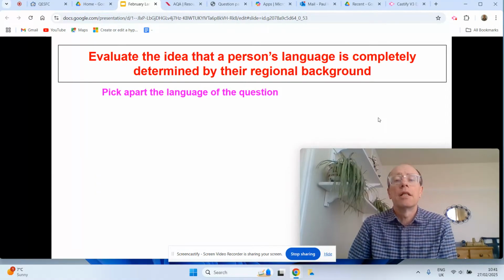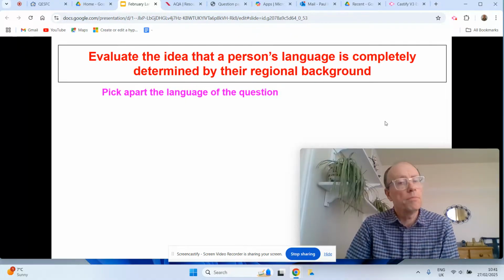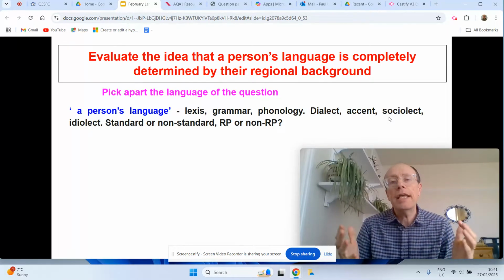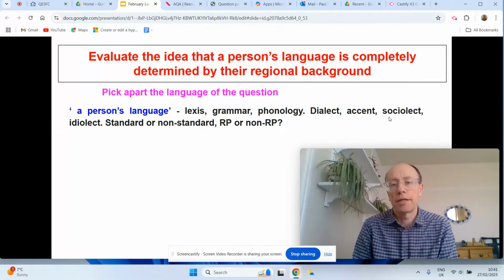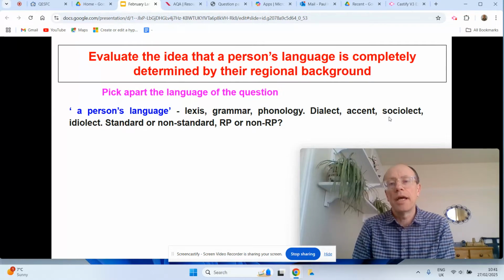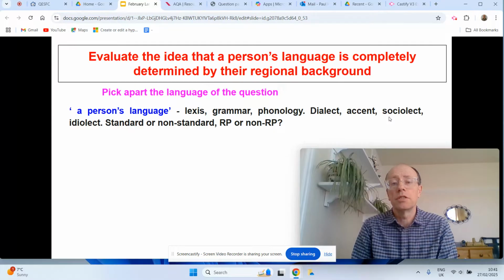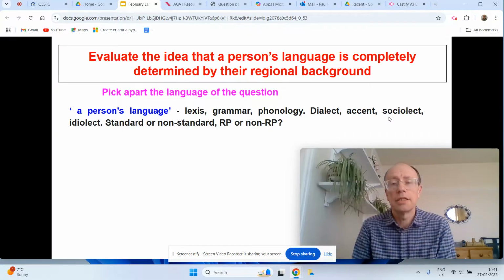Evaluate the idea that a person's language is completely determined by their regional background. Now, first of all, a person's language is a complex thing. As we know, language is made up of different language levels, and to name but 3, we have lexis, i.e. people's vocabulary choices. We have grammar, i.e. people's morphology and syntax, and we have phonology, i.e. the pronunciation features. So language is a pluralistic, complicated thing.